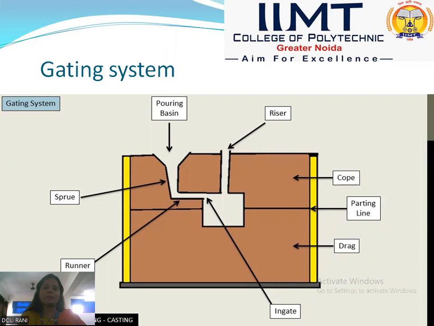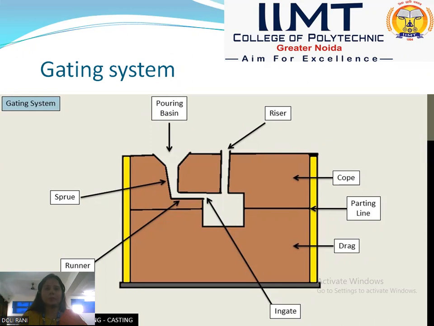The runner is used to allow the molten metal to flow into the mold cavity. The ingate is the last point through which molten metal passes into the cavity. The riser is used to compensate the metal if there is a shrinkage problem, or we can see through the riser whether the mold cavity is completely filled or not. Sometimes it is also used for escaping the gases from the casting.